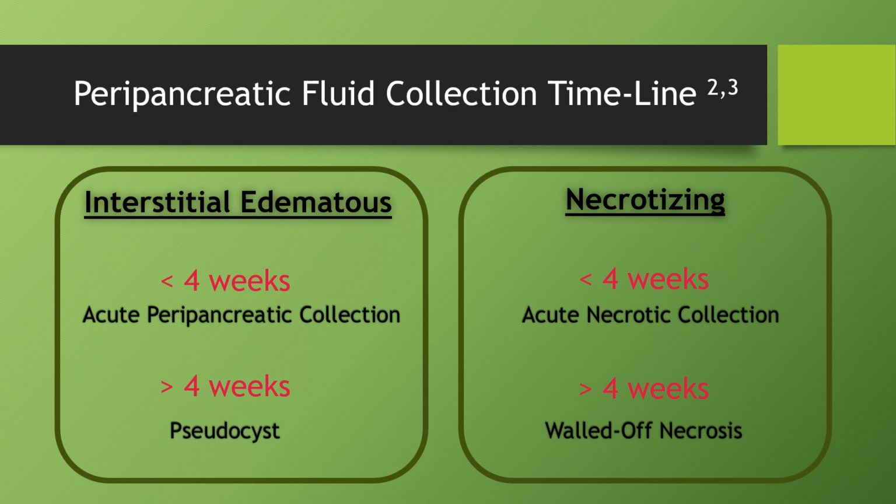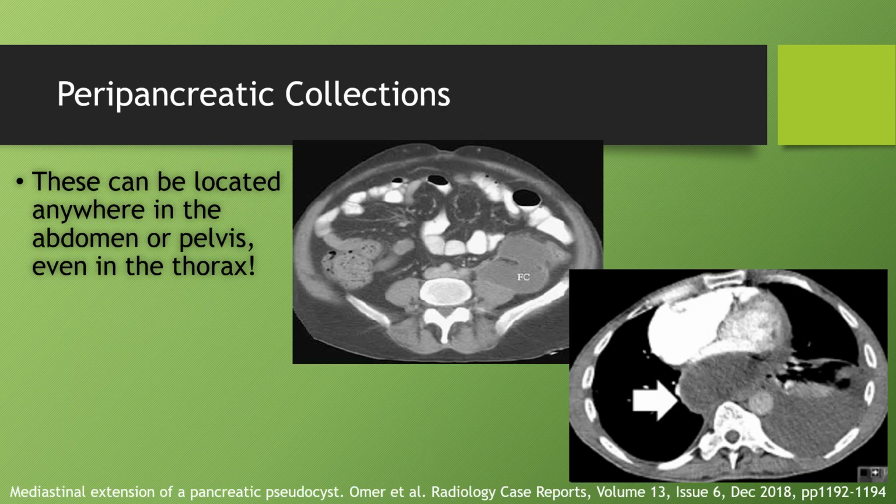After 4 weeks, we call that a pseudocyst. If the patient has necrotizing pancreatitis, the peripancreatic collection is called an acute necrotic collection in the first 4 weeks, and then after 4 weeks, we call it walled-off necrosis. So these peripancreatic collections can really go anywhere.